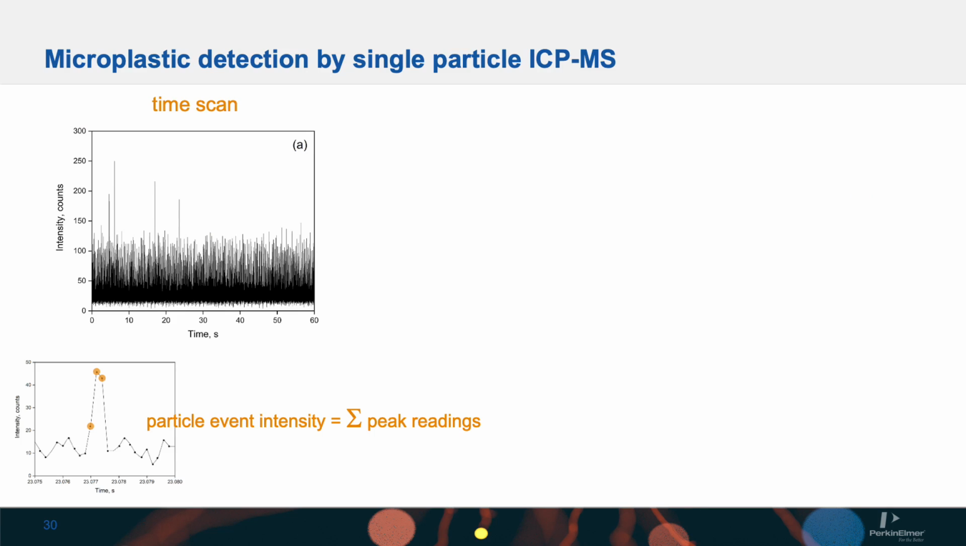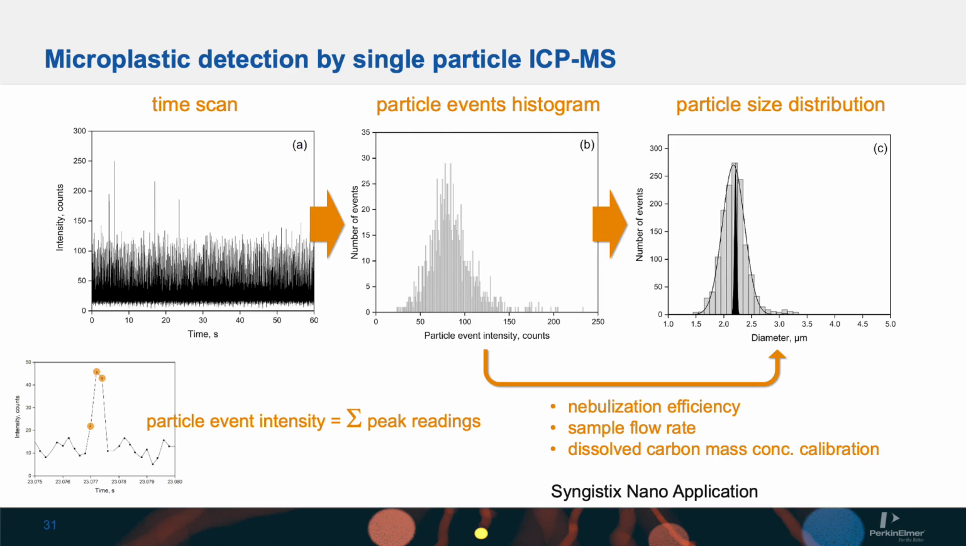Time-resolved signals recorded as time scans must be further processed to obtain size as well as size distribution information. Basically, for the individual particle events, the particle event intensity histogram can be plotted and transformed into the corresponding particle size distribution. We need to consider the nebulization efficiency, the sample flow rate, and the mass concentration calibration with dissolved carbon. I'm not going into details about this calculation because it can be performed by using the SyngistiX nano application in a similar way as for nanoparticles.